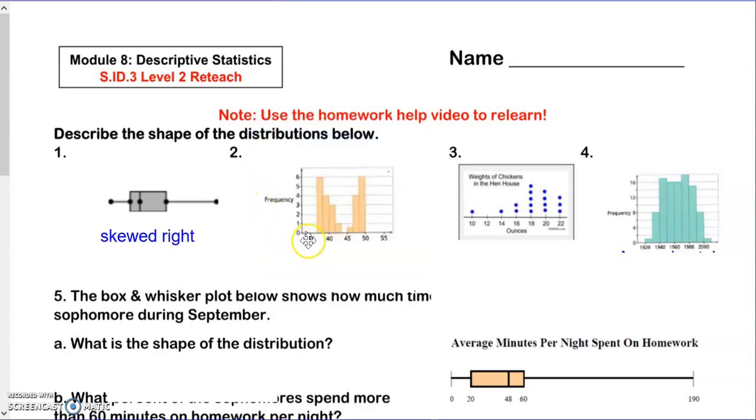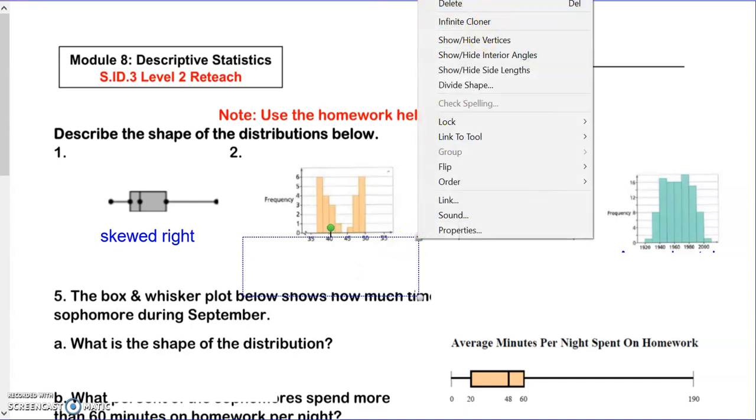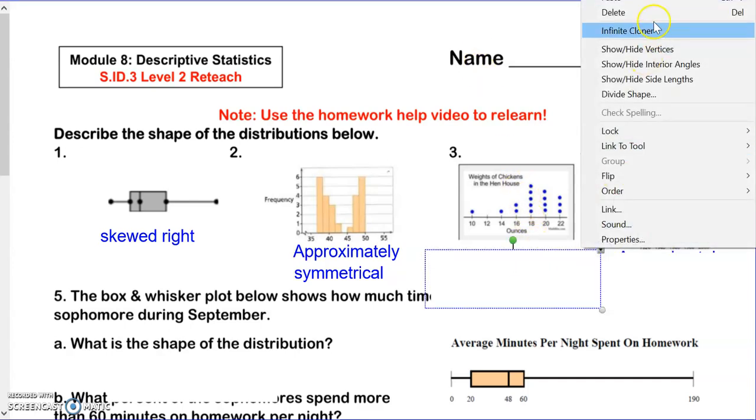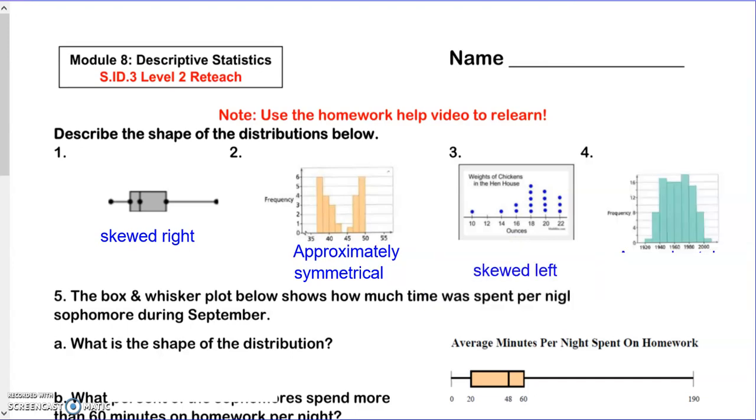right. Now this one, it looks like it's kind of more in the center. So I would say this one is more symmetrical, and I would call it approximately symmetrical. Now this one looks like it's going to my right, which isn't the way I normally would say it. So if I'm thinking it's going to my right, then it's skewed left.